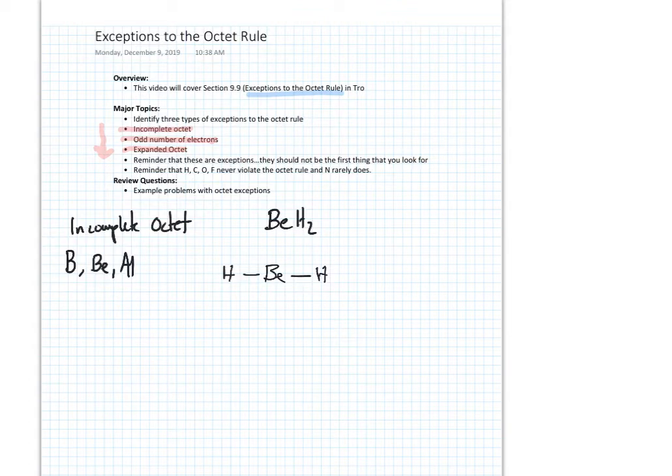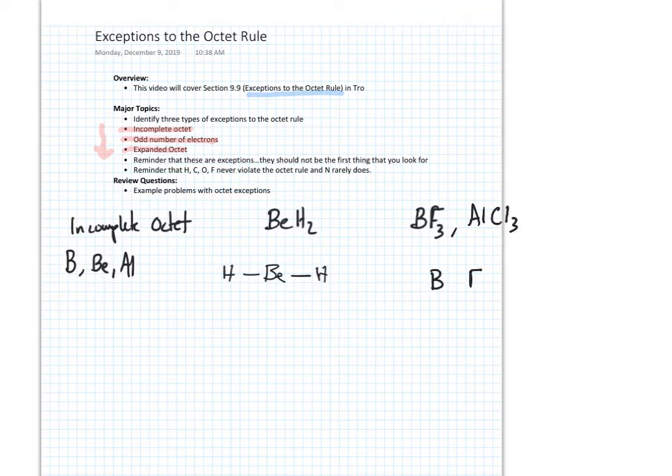I've never seen beryllium dihydride. I don't know what beryllium dihydride does. It does exist, but it's not very common. Boron trifluoride would be another example. Aluminum trichloride would be another example. I have actually done an experiment that involved aluminum trichloride, so that one does exist. These are not very common again.